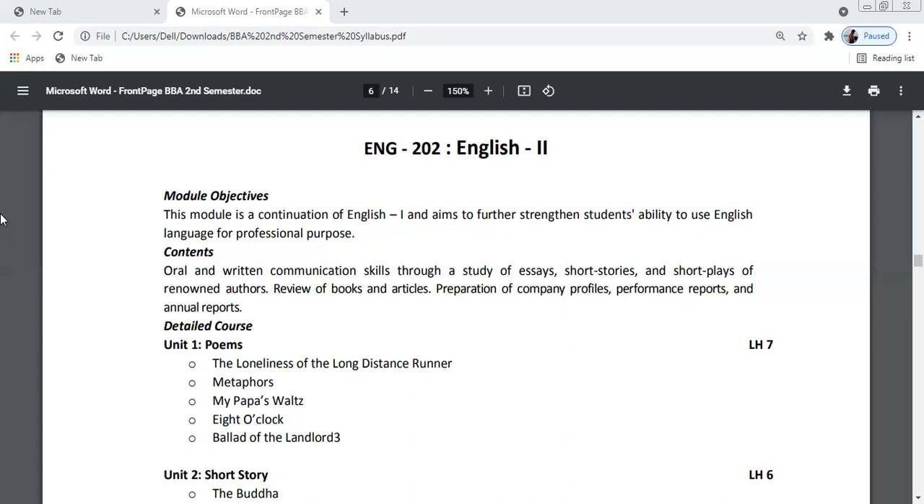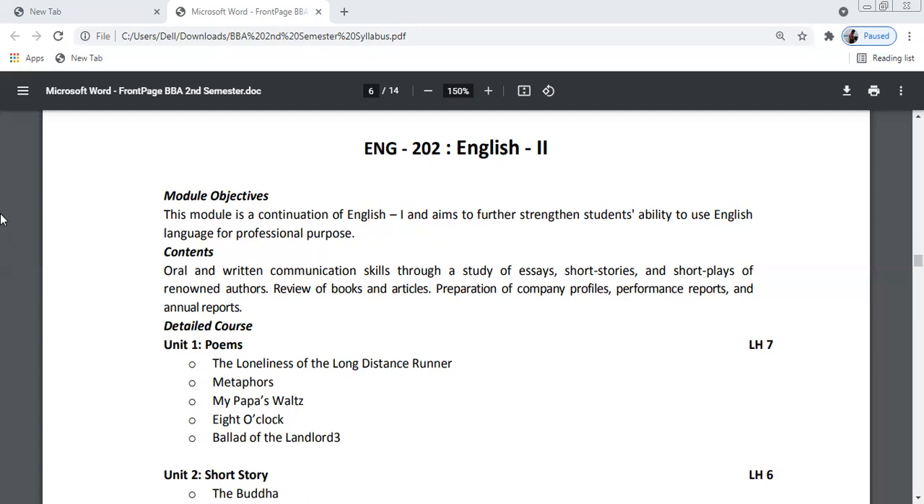Now here, BBA second semester under Tribhuvan University, students have to learn this subject as Business English. This course aims to strengthen the student's ability to use the English language for professional purposes. Here in this course, there is oral and written communication skill through a study of essays, short stories and short plays of renowned authors. Students have to learn this.